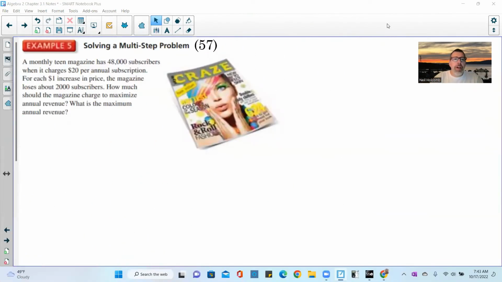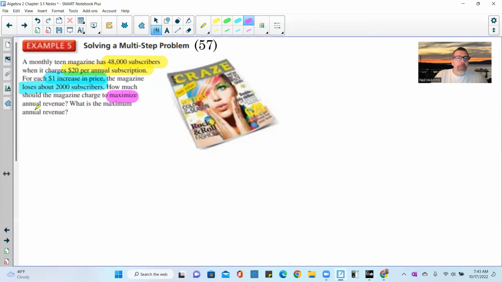Okay, this is example 5, solving a multi-step problem. So after this example, take a look at homework problem number 57. Okay, so we have a monthly teen magazine that has 48,000 subscribers. So let me get my highlighter. Okay, 48,000 subscribers when it charges $20 per annual subscription. For each dollar increase in price, the magazine loses about 2,000 subscribers. How much should the magazine charge to maximize annual revenue?